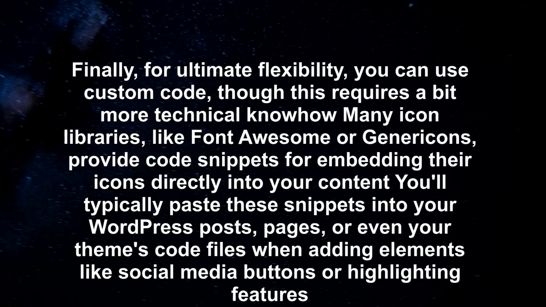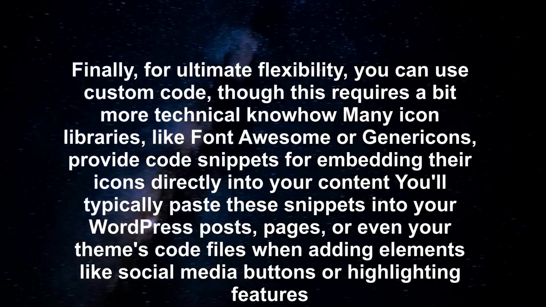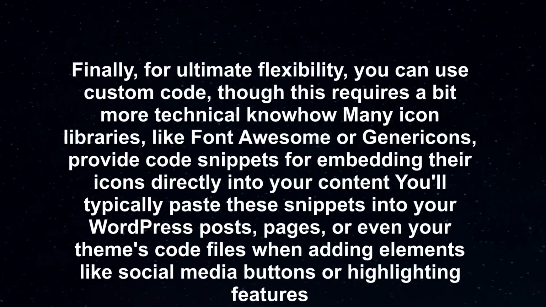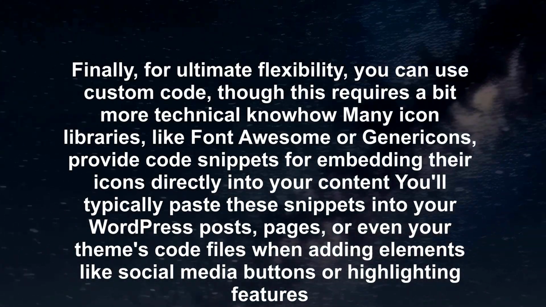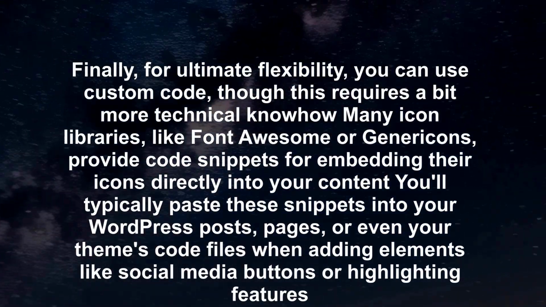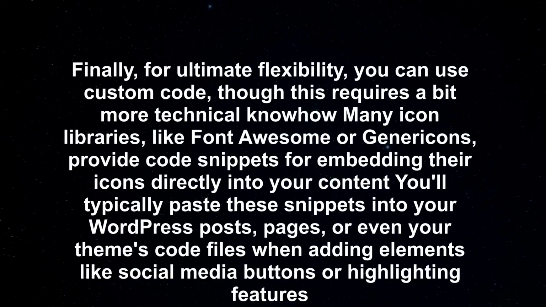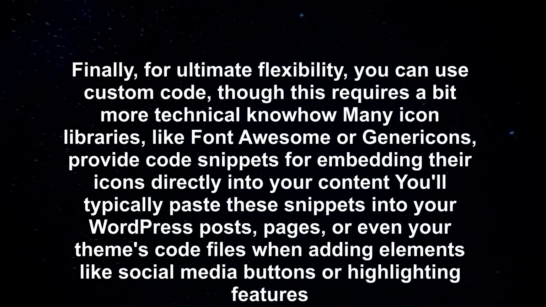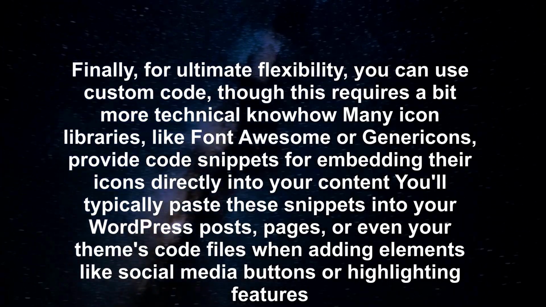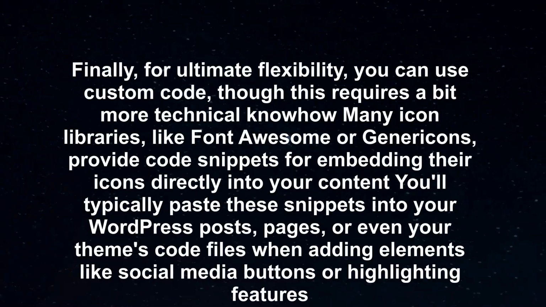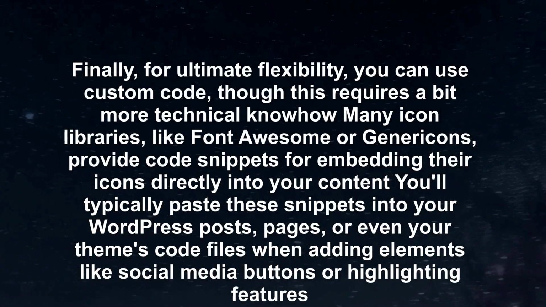Finally, for ultimate flexibility, you can use custom code. Though this requires a bit more technical know-how, many icon libraries, like Font Awesome or Genericons, provide code snippets for embedding their icons directly into your content. You'll typically paste these snippets into your WordPress posts, pages, or even your theme's code files when adding elements like social media buttons or highlighting features.